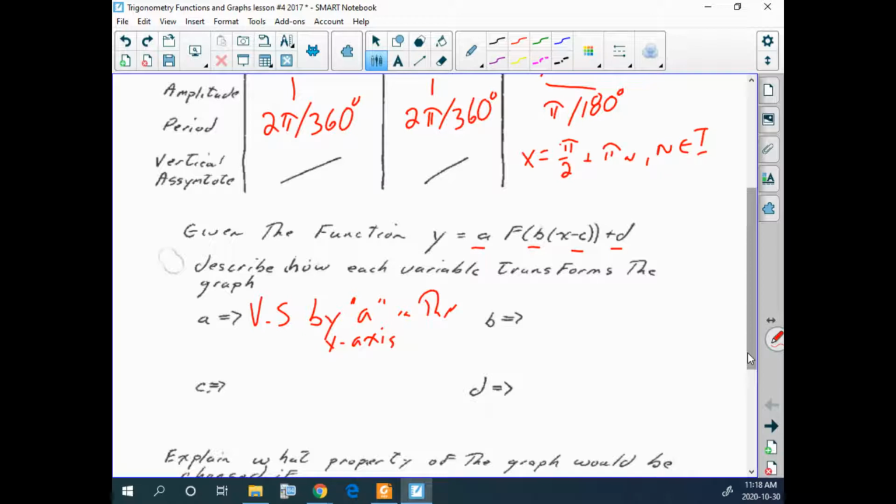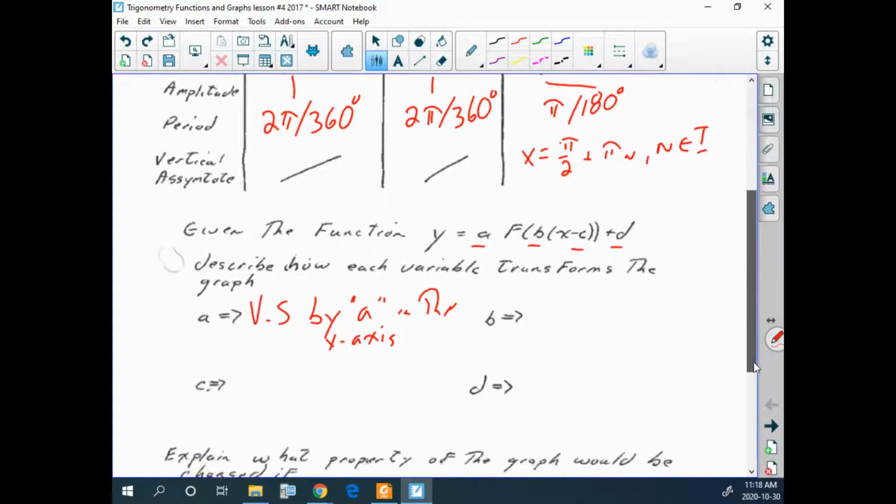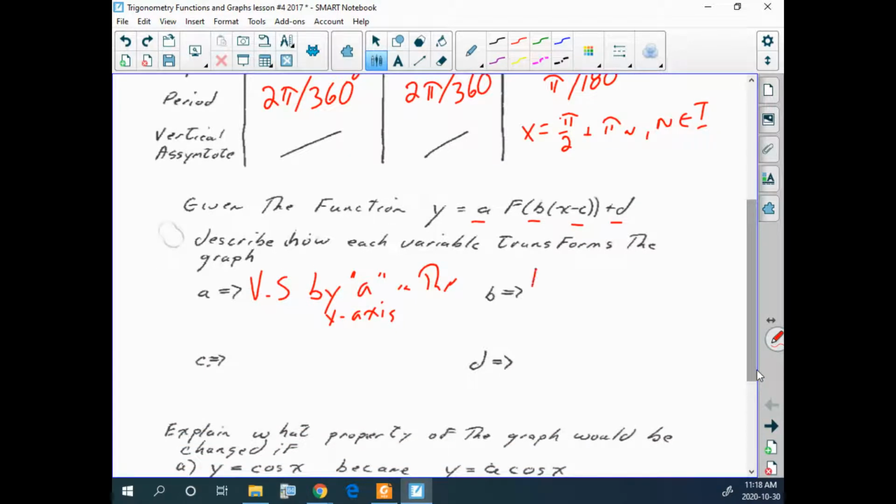So basically we're going to take our cosine graph and stretch it up and down. The vertical stretch will affect the range and the amplitude. If I stretch it by a factor of 2, my range now becomes negative 2 to 2, and my amplitude is now 2. B is a horizontal stretch by, is it by B or by the reciprocal of B? By the reciprocal of B.